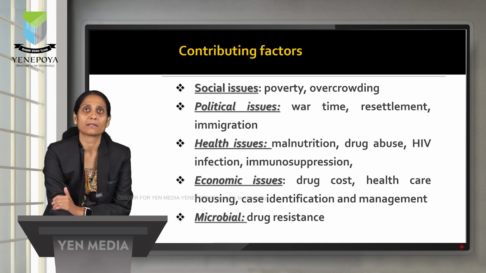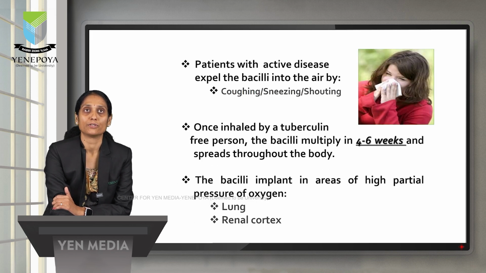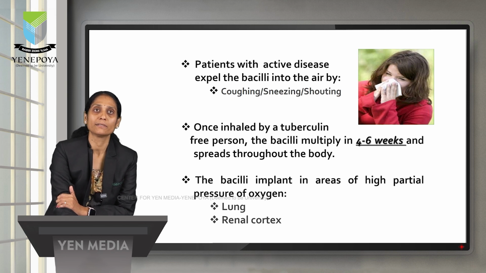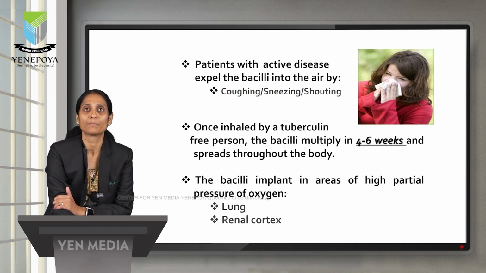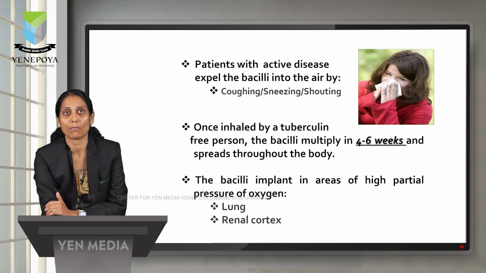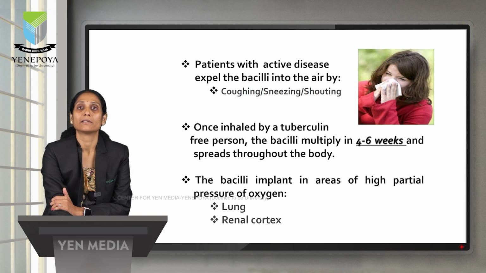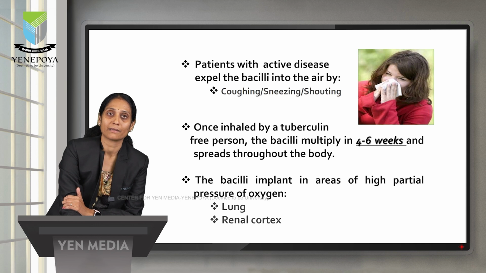The contributing factors for tuberculosis include social issues, that is poverty and overcrowding, political issues, health issues, economic issues, and mycobacterial issues. The patient with active disease expels the bacilli into the air by coughing, sneezing, or shouting. Even screaming can cause this. Once inhaled by a tuberculin-free person, the bacilli multiply in 4 to 6 weeks and spread throughout the body. The bacilli implant in areas of high partial pressure of oxygen, that is the lungs and the renal cortex.